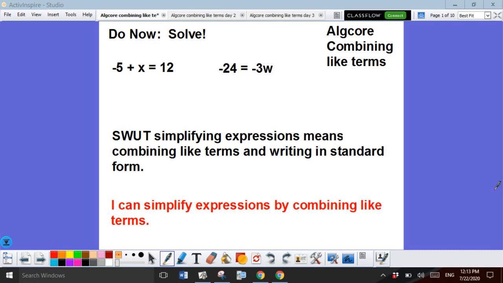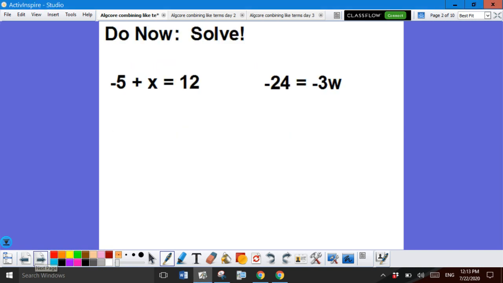All right, so let's start with these to do now today. You might need your Desmos calculator open to help you, but let's go ahead and solve these guys. So hit pause and see what you can do.